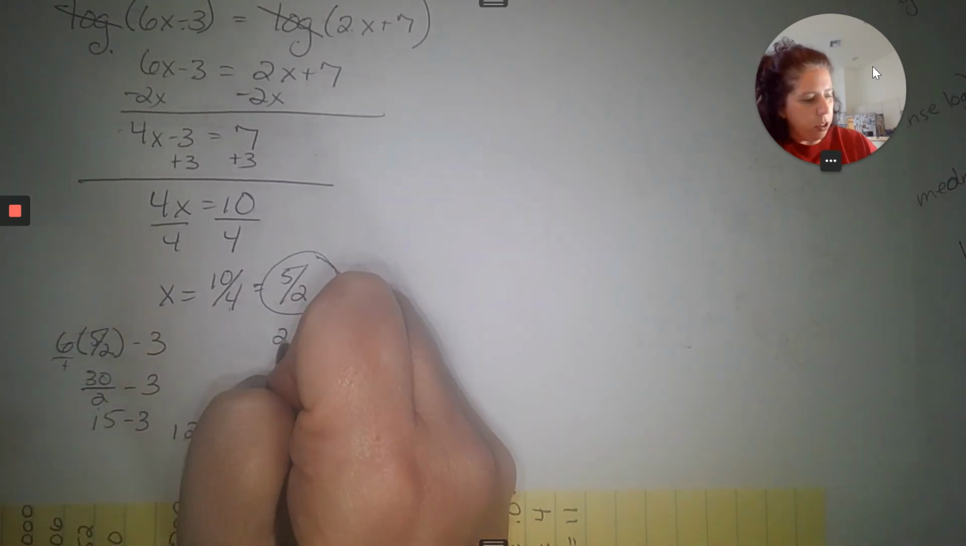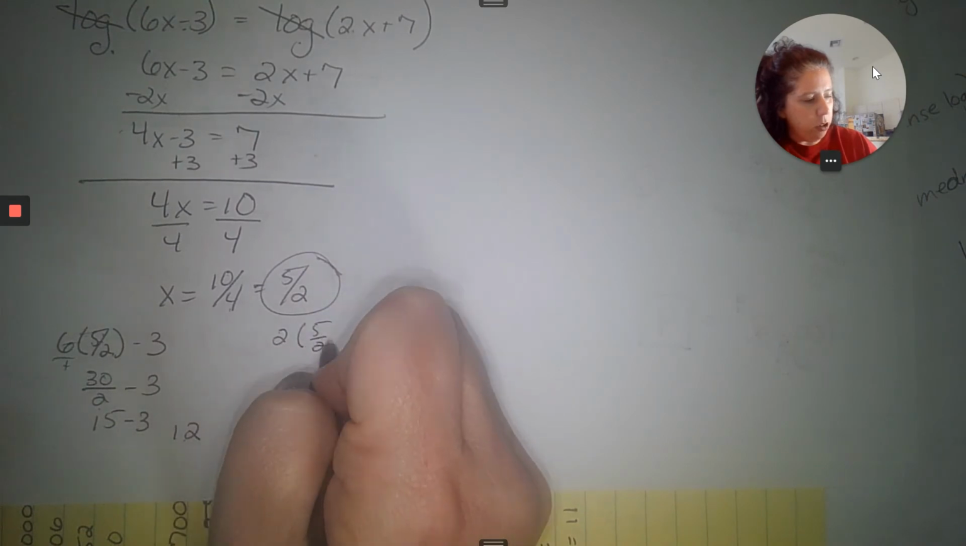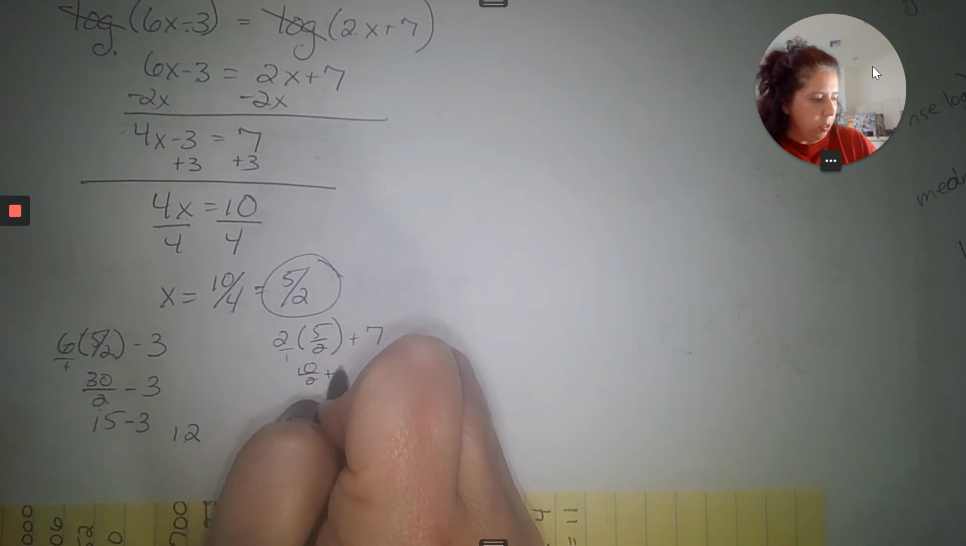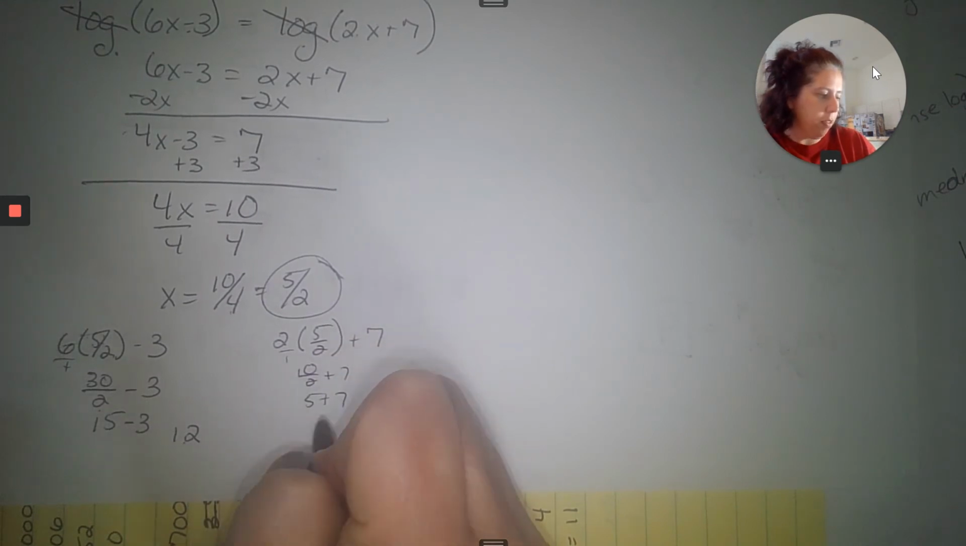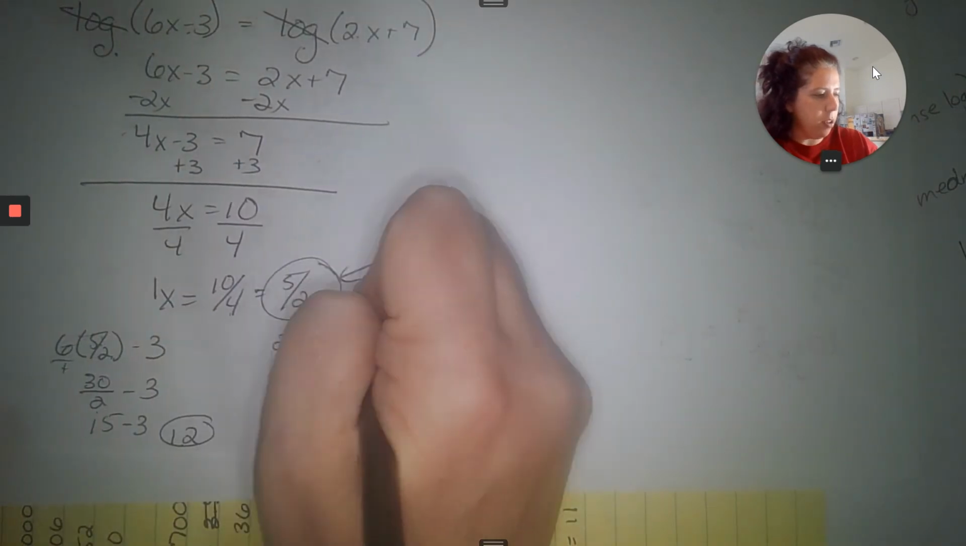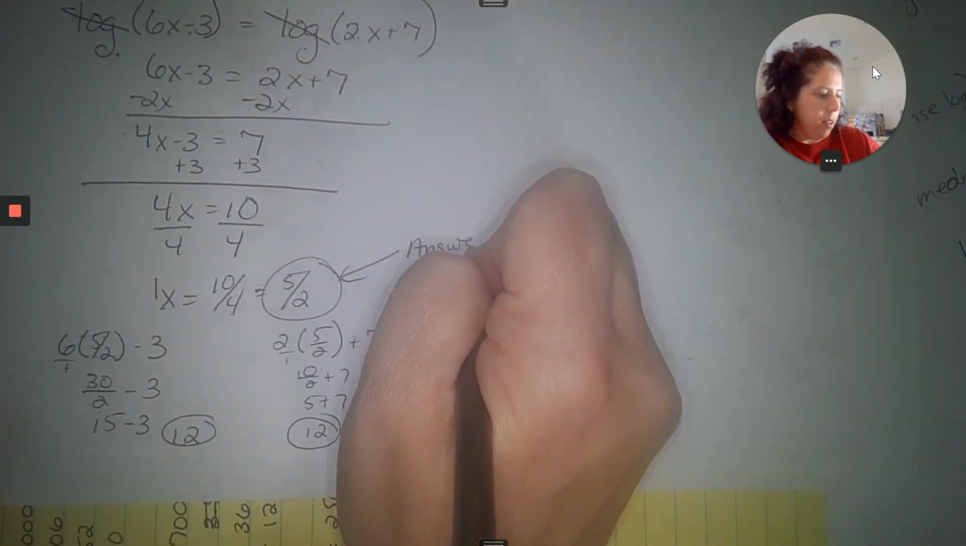Now let's do the other side. 2 times 5 over 2 plus 7, which gives me 10 over 2 plus 7, which is 5 plus 7, which is 12. They're positive and they match. That means that's your answer.